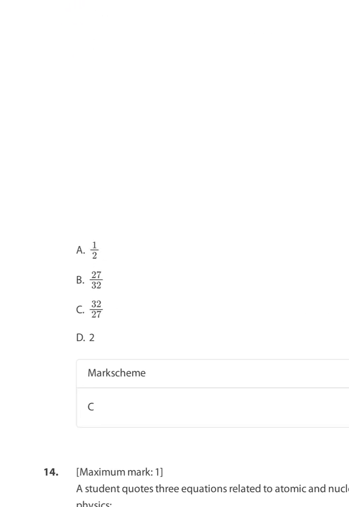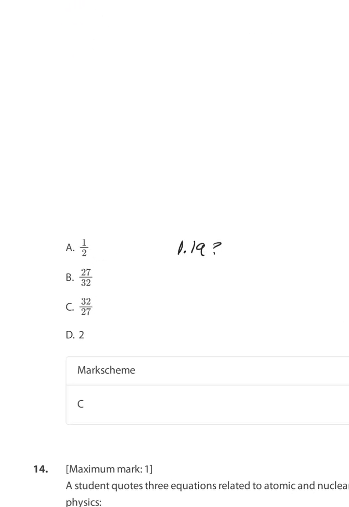Here they are. And so like I said, I'm looking for 1.19. It is definitely not 2. It is definitely not 1/2. And I'm looking for something greater than 1, so it's not 27 over 32. It must be 32 over 27. And lo and behold, it is.